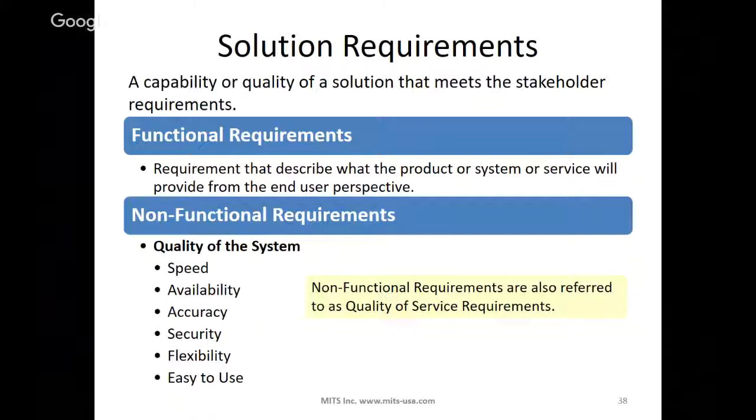All right, non-functional requirements are also referred to as quality of service. So you think of speed, what's another word for speed that you're going to see frequently? Speed is actually very infrequent. What's the more common word that's used for performance, response time? It's latency.